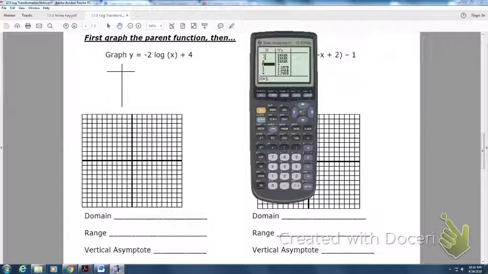And we'll look at those tables here in a minute, but I want to talk about a few different things as far as finding the vertical asymptote, easy ways to do that, and then talking about your domain and range. So a couple different ways.